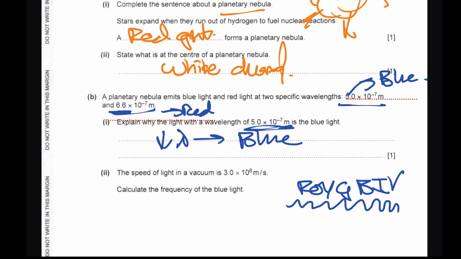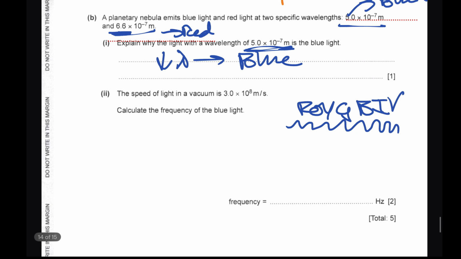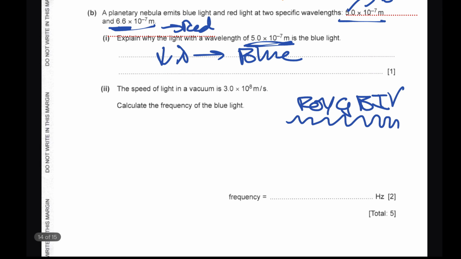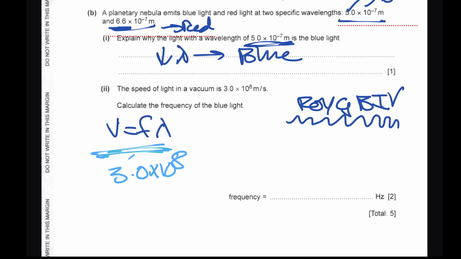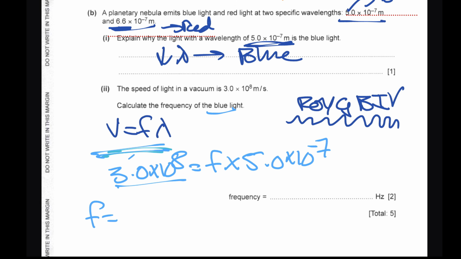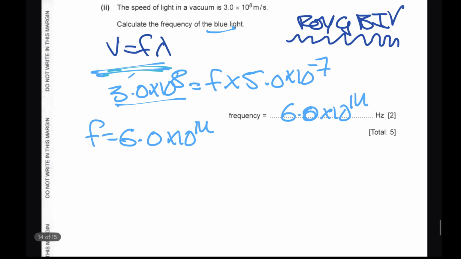Right. The speed of light in a vacuum is 3 times 10 to the power 8 meters per second. Calculate the frequency of blue light. That's pretty straightforward. You just use the formula v = f lambda. So 3.0 times 10 to the power 8 is equal to frequency, which we're supposed to find, times lambda of blue light, which is 5.0 times 10 to the power minus 7. So f is equal to this divided by that. That gives us 6.0 times 10 to the power 14 hertz. There you go. Done. Let's move on.